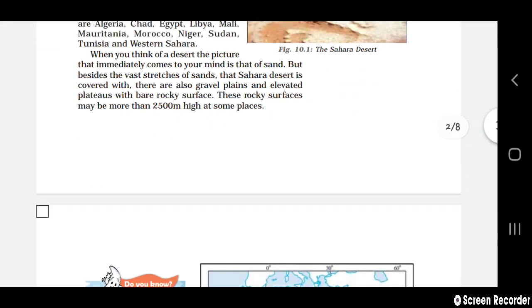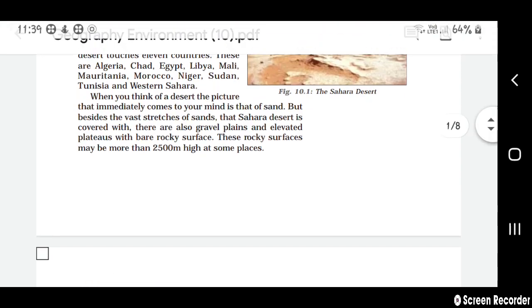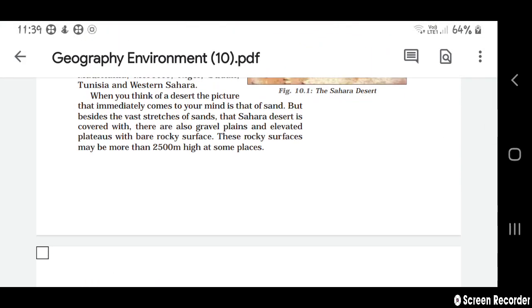When you think of deserts, the immediate picture that comes to your mind is sand. There will be sand, but besides the vast stretches of sand, the Sahara Desert is also covered with gravel plains and elevated plateaus that have rocky surfaces, which in some places are more than 2,500 meters in height.